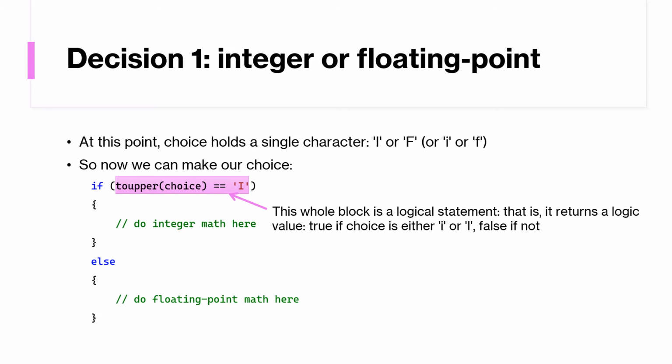Which means that this whole block here inside the parentheses is called a logical statement, okay? That is, it returns a logic value. Logic values are either true or false. So this whole statement here is true if choice is equal to I, and the whole statement is false if choice equals any other letter or number or symbol on the keyboard.